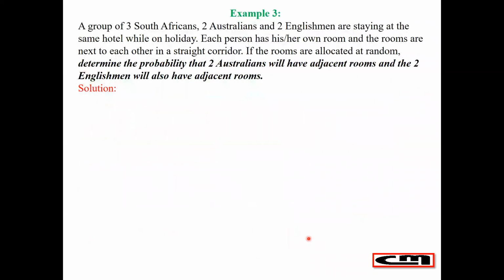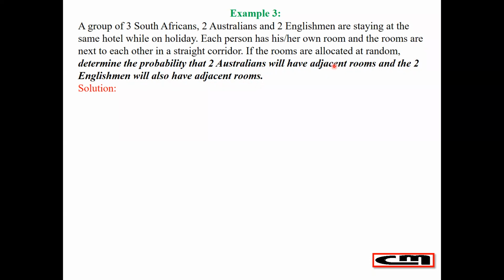Okay. Let's look at example 3. A group of 3 South Africans, 2 Australians, and 2 Englishmen are staying at the same hotel while on holiday. Each person has his or her own room, and the rooms are next to each other in a straight corridor. If the rooms are allocated at random, determine the probability that the 2 Australians will have adjacent rooms and the 2 Englishmen will also have adjacent rooms.